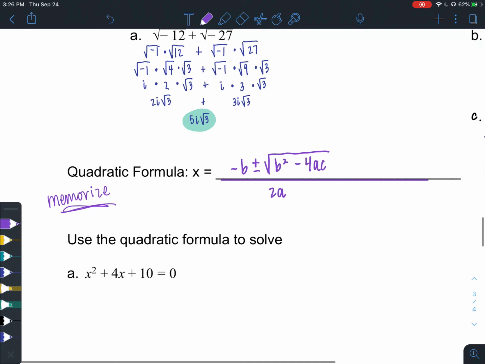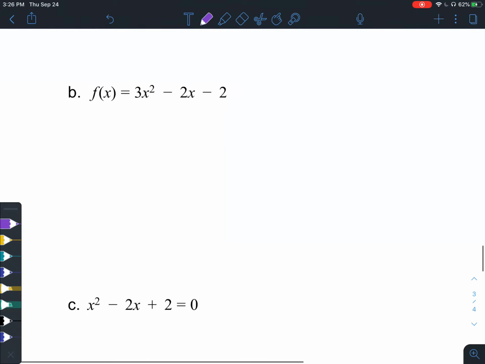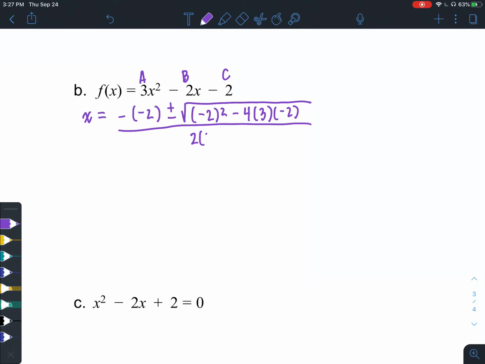Alright, so we're going to use the quadratic formula, and we will have some ugliness as far as complex numbers in there. We're actually going to skip the first one for now and jump to number 2 because it's a little bit more complicated. So here's my a, here's my b, and here's my c. Don't forget those negatives. So we're going to get x is equal to negative negative 2 plus or minus the square root of negative 2 squared minus 4 times 3 times negative 2, and that is all over 2 times 3.